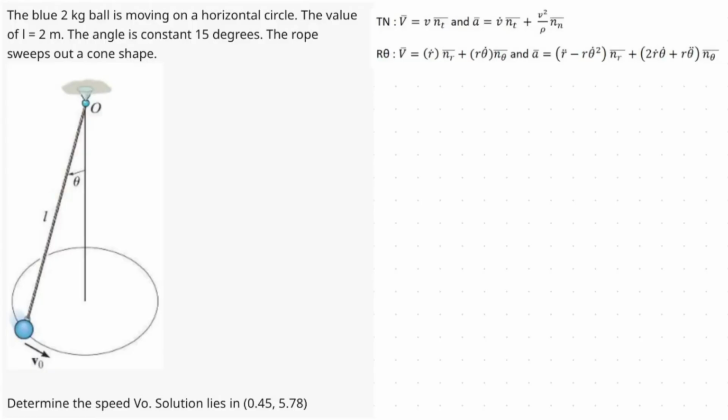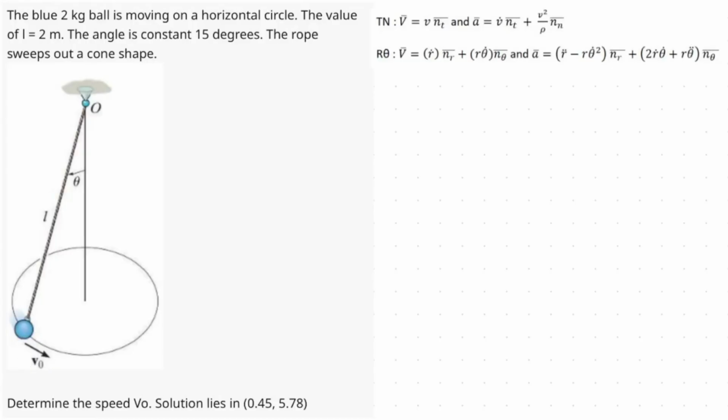So this problem says that the blue 2 kilogram ball is moving in a horizontal circle. The value of L, which is this distance, is 2 meters, and the angle is a constant 15 degrees. Now the rope is going to sweep out to make a cone shape, and we have to determine the speed, or this V0 speed, right?